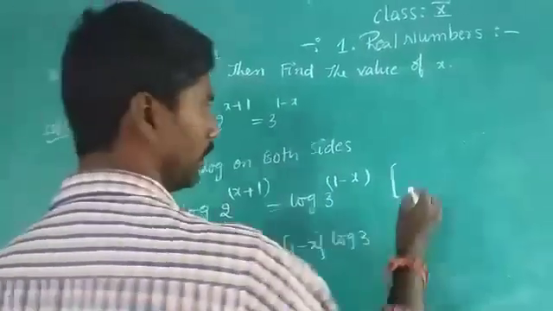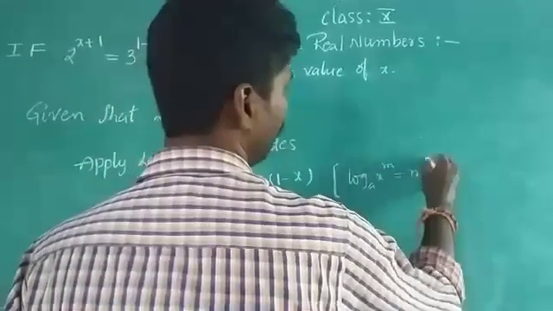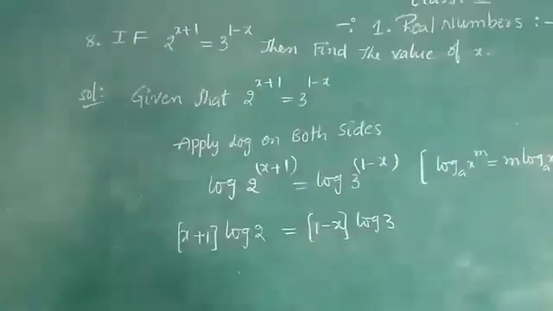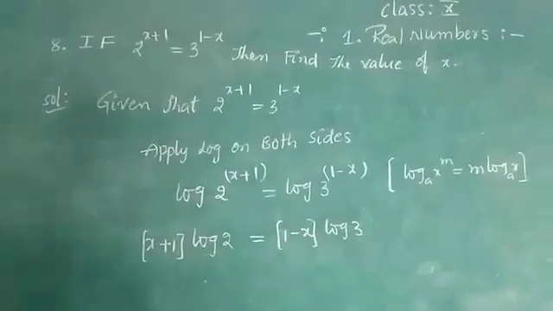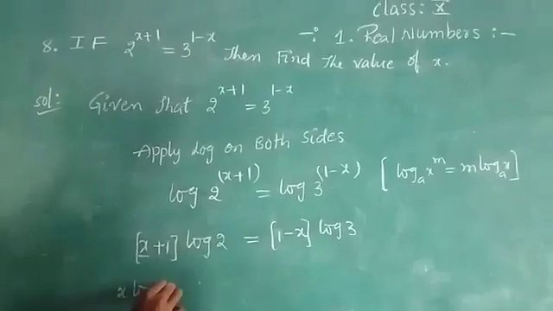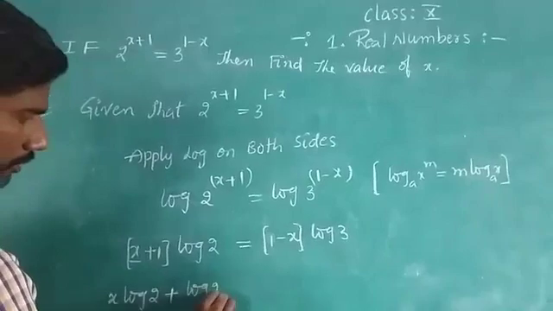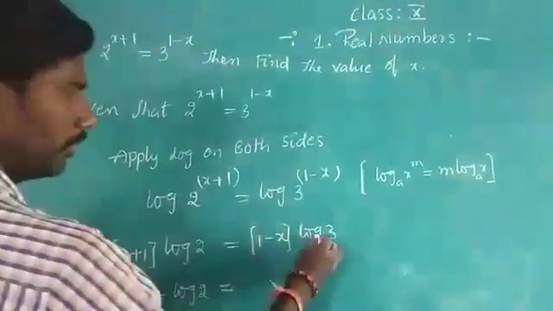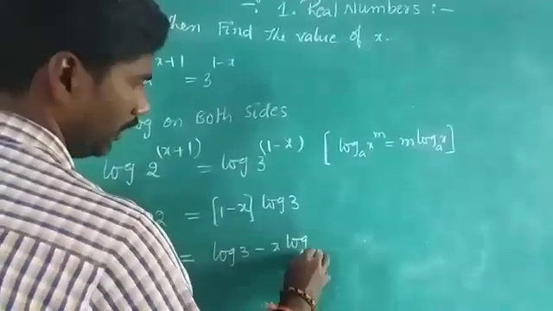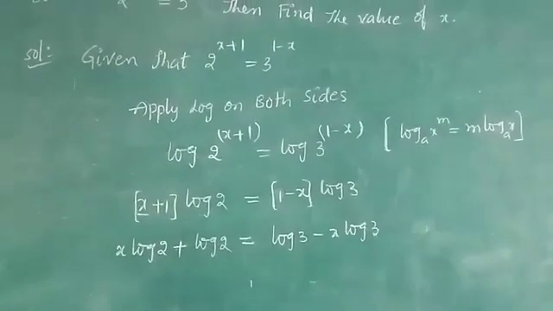According to the power rule, what is the power rule? Log of x to the power of m to base a is m into log x to base a. So according to that I have written. Simple. This x you need to multiply: x into log 2, x log 2 plus 1 into log 2, log 2, is equal to 1 into log 3, log 3 minus x into log 3, x log 3. So it's clear, try to understand it.